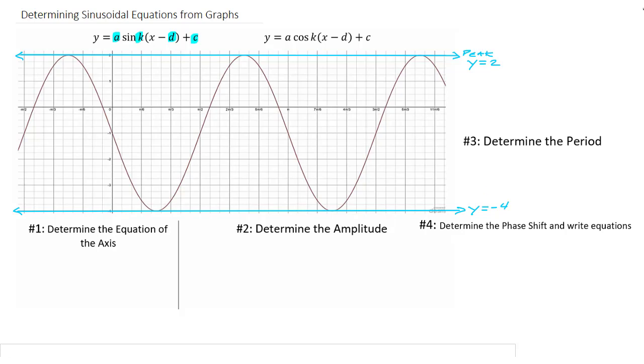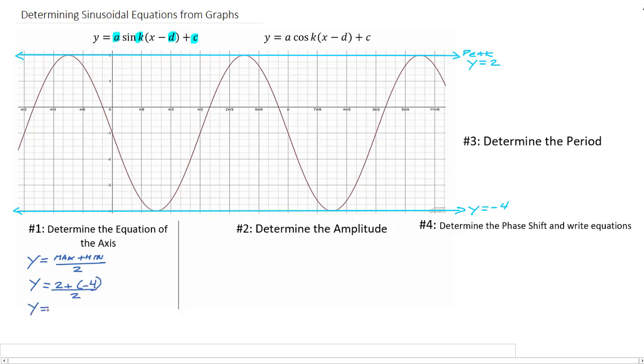We already covered this in an earlier lesson. How do we find the equation of the axis? It's y equals the maximum plus the minimum, or the peak plus the trough, divided by 2. So that's our formula. In this case, I have 2 plus -4, and we're going to divide that by 2. So 2 plus -4 is -2, divided by 2 is -1. So that would be where the equation of my axis is.